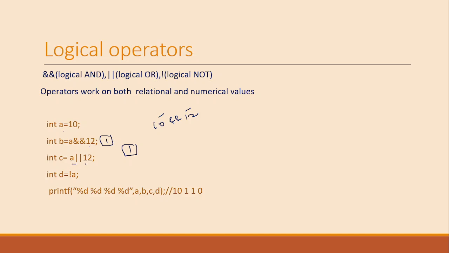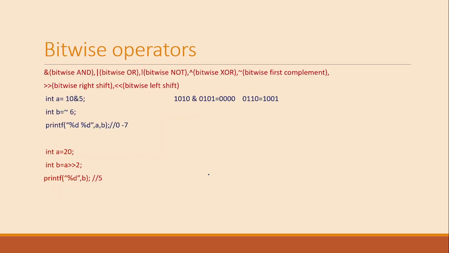Now A or 12. So A is actually 10 or 12. So if any one value is true, OR will take a value of true. So this will have another value of 1 again. Now not of A. Not of A means if A is a positive value, then obviously it will go for a false value. So not of A means 10 will be negated and 10 will be made 0. So now D will get a value of 0. So when I print A, B, C, D, A will get 10, B will get 1, C will get 1 and D will get 0. So the negated value will go to D. Now, what is a bitwise operator?